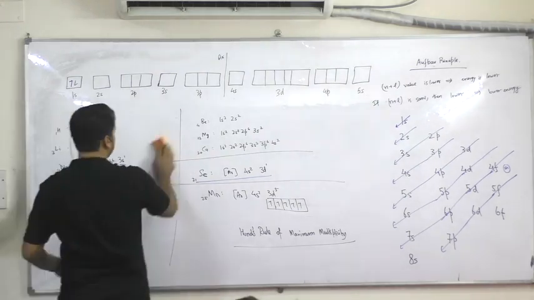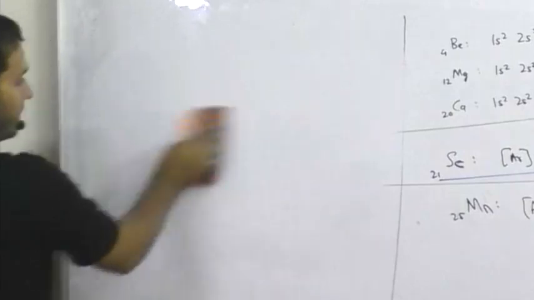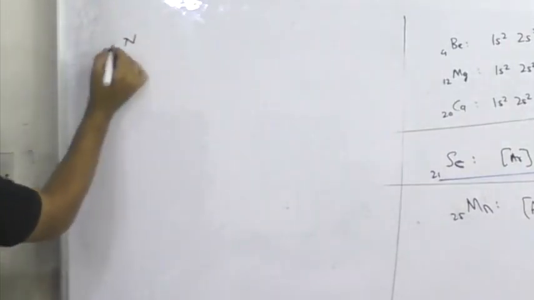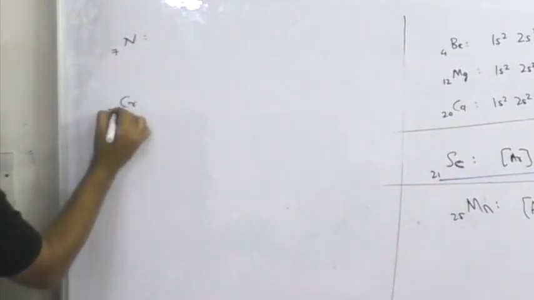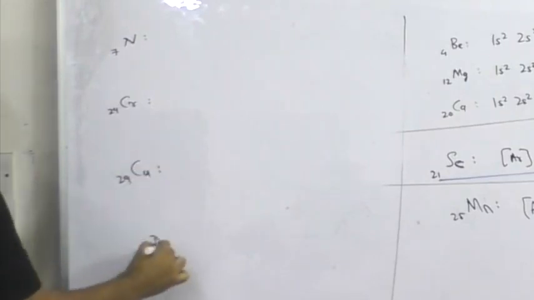So tell me this. Write down the electronic configuration of nitrogen for me. Then write down chromium. Then write down copper. Then palladium.